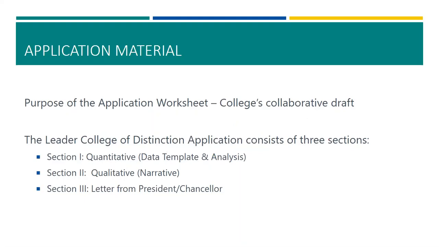The worksheet on pages 3 to 5 of the document may be used to help colleges collaborate on responses to the quantitative data analysis and qualitative narratives before uploading. The Leader College of Distinction application consists of 3 parts. Section 1 is the quantitative section that requires a data template with the written analysis. Section 2 is the qualitative written narrative. And Section 3, a letter from the college president or chancellor.